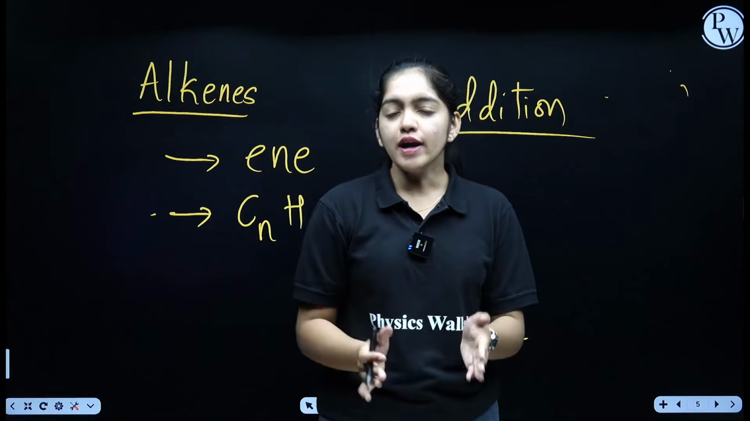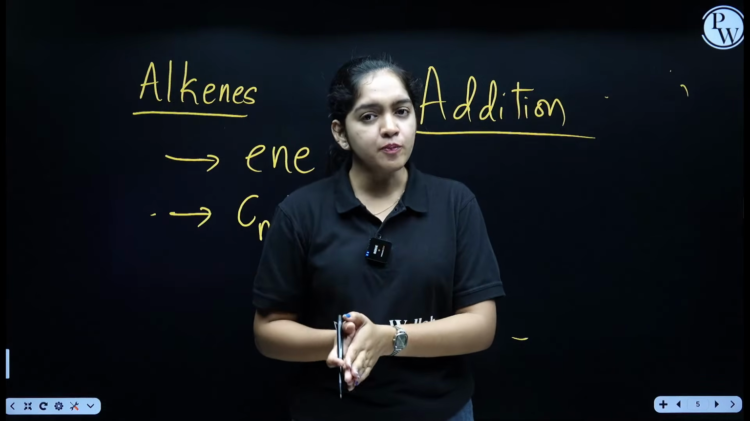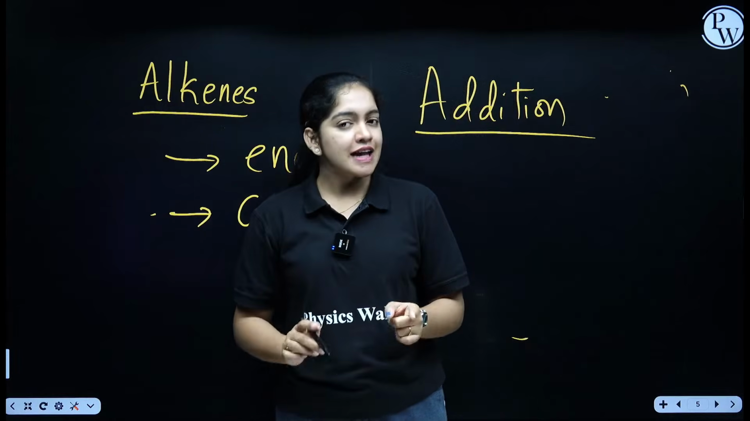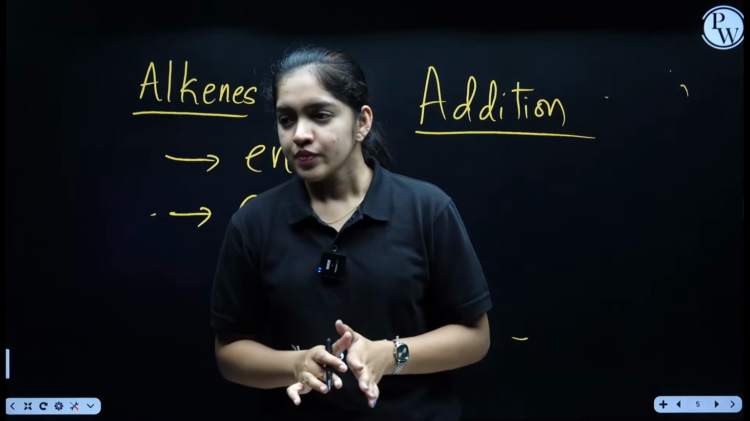Adding what? Adding atoms, molecules or ions, mainly atoms or molecules, to the double or triple bond. Then the double or triple bond will be converted into a single bond. That is converting unsaturated into saturated compounds. Is that clear? Okay.